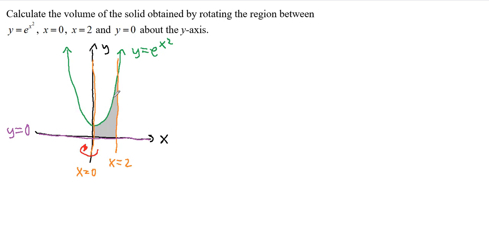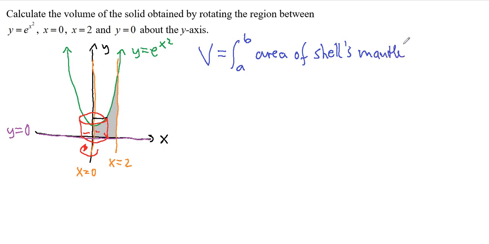We can also employ the shell method. For this, we think of a cylinder being wrapped around the y-axis. So here is our height of the cylinder. Here would be our radius. And the cylinder would look something like this. Using the shell method, the volume is calculated as the integral from, say, a to b of the area of the shell's mantle, integrated with respect to the appropriate variable.